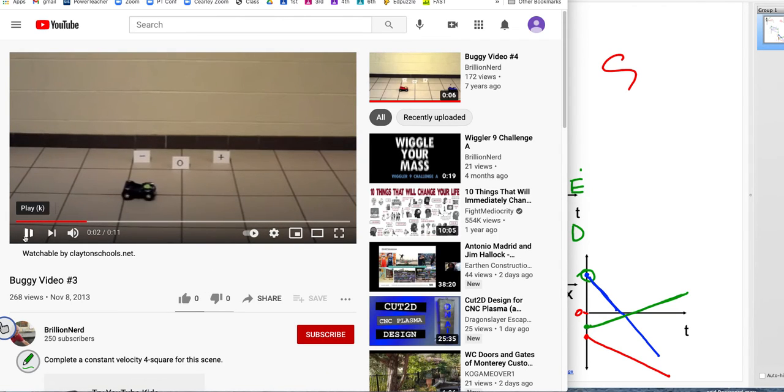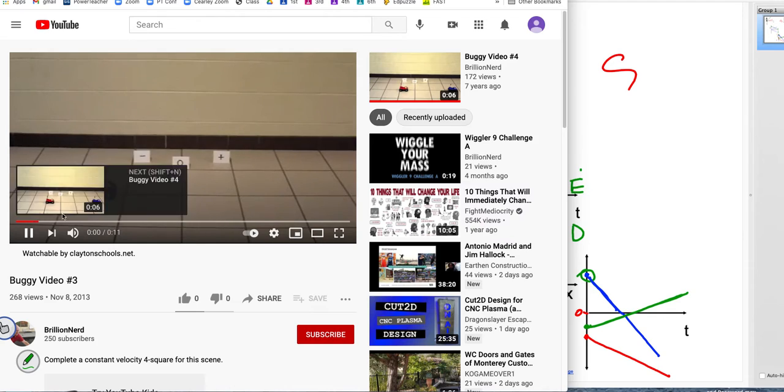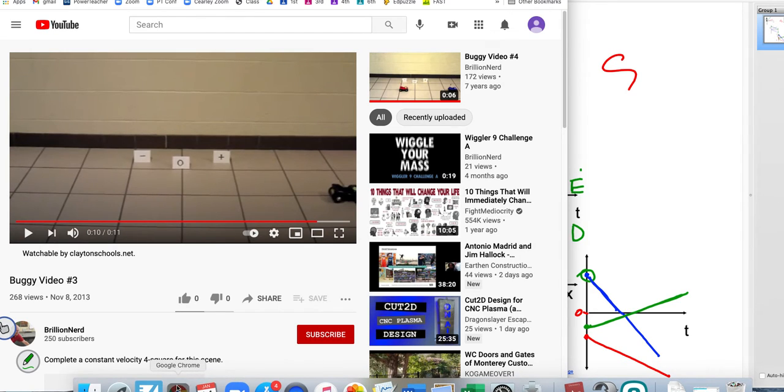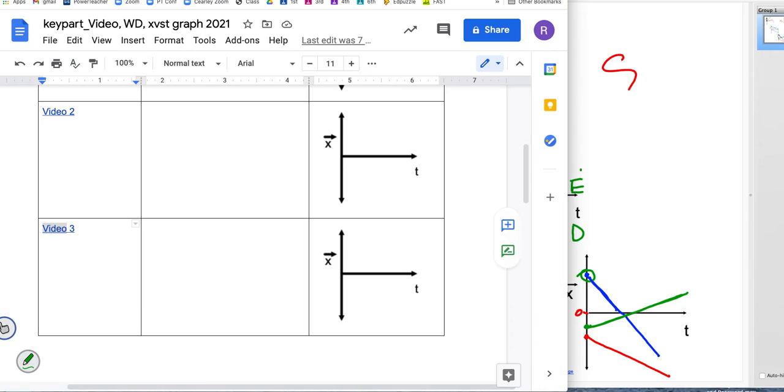And the car, where did it start? Well, if this is 0 and these are positive positions and these are negative positions, this starts at a negative position. And it is moving towards the positive position. At one point it crosses position 0 and now it's in a positive position and moving in a positive direction. So let's go ahead and pause that and get back to our Google Doc. There we go. So how would we go about doing this?